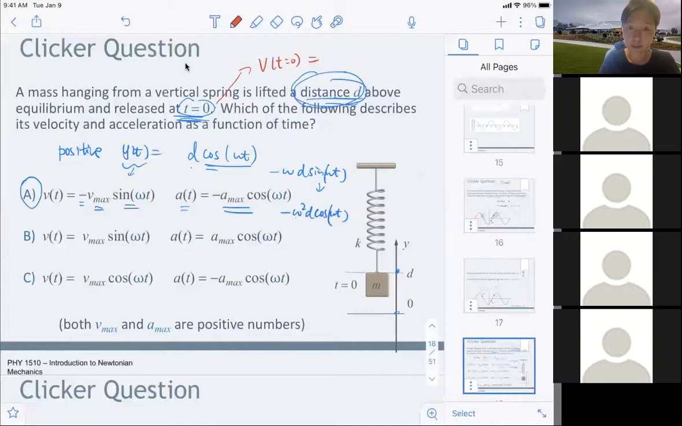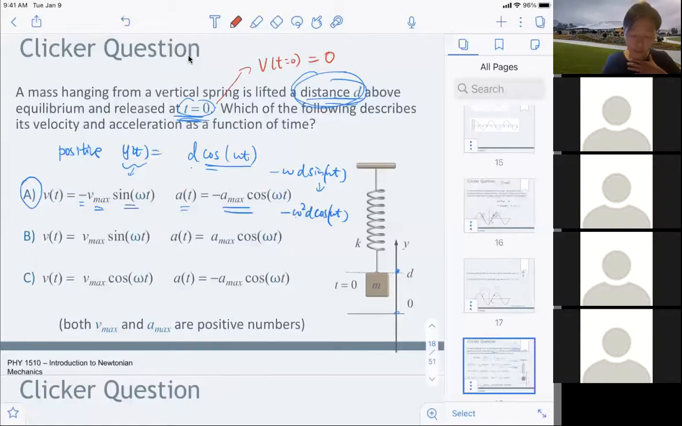Should be 0, right? Yeah, because it hasn't moved anywhere yet. So not looking at after that moment, looking just at that one instant. At that instant, it still has 0 velocity because it hasn't dropped yet. I just let it go.